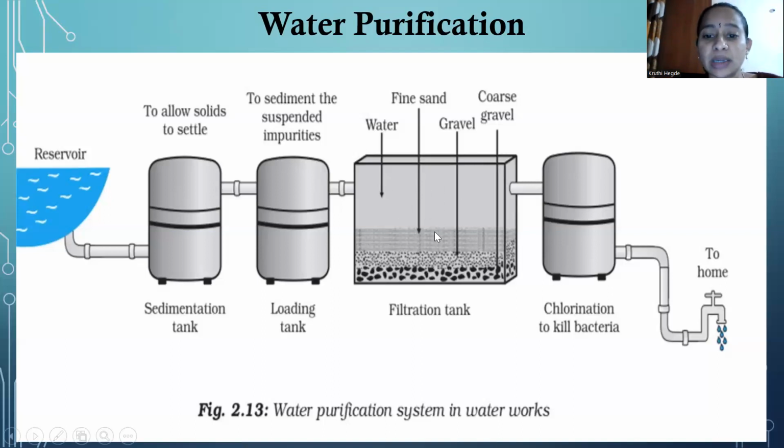So in the filtration tank, when the water is passed, it gets purified further. Then it is passed to the chlorination tank where chlorine is used, and as chlorine is an anti-infectant, it will kill the bacteria. Then it is passed through pipes to all our homes. So this is the water purification system, how it works.